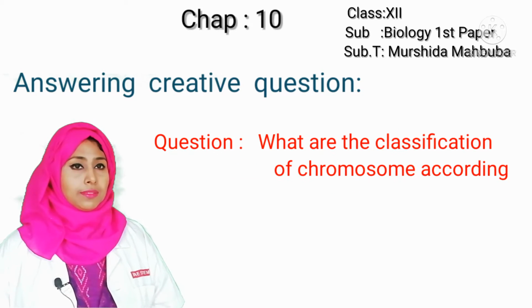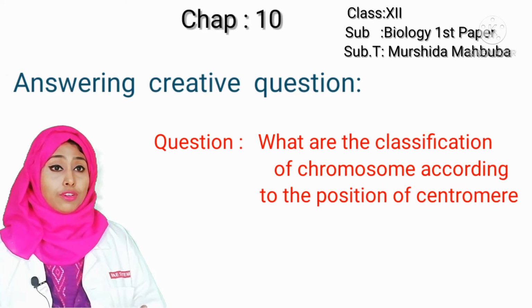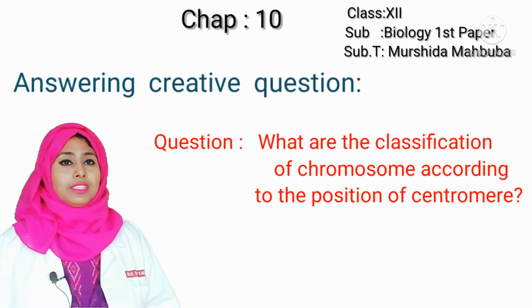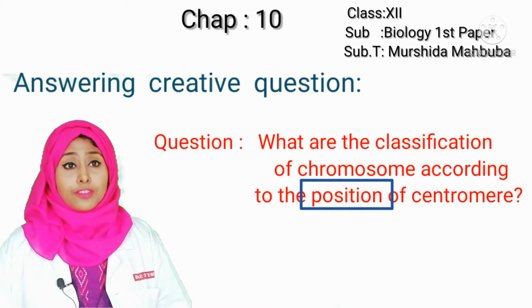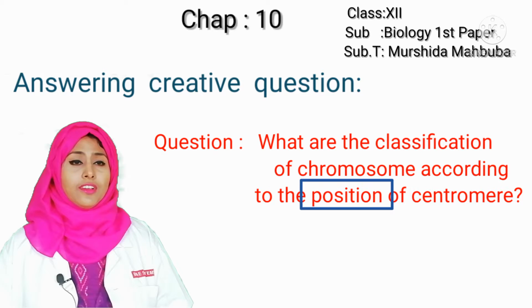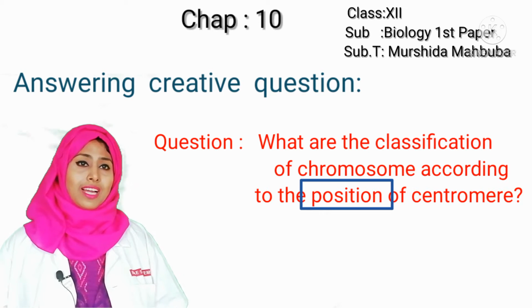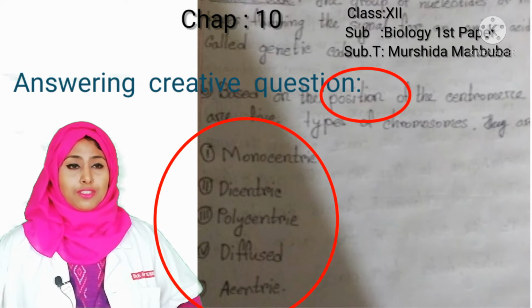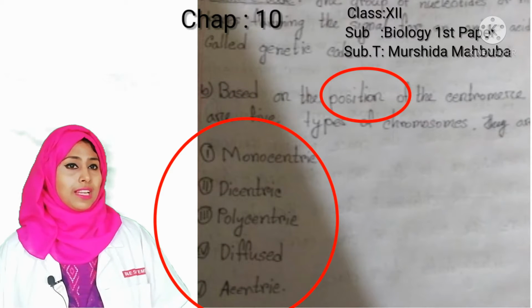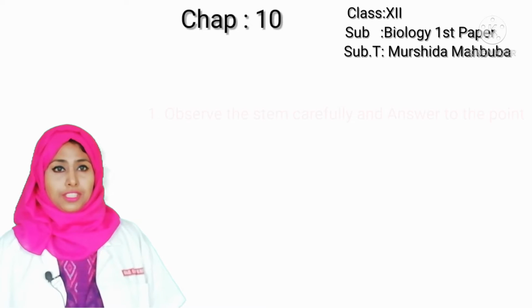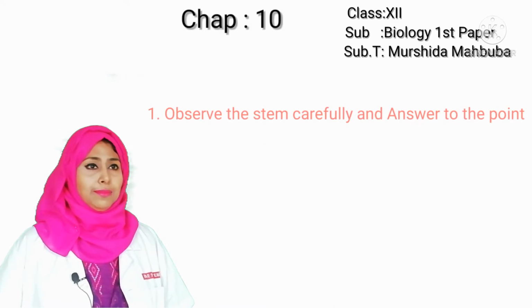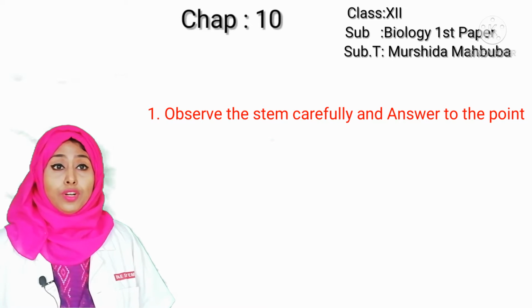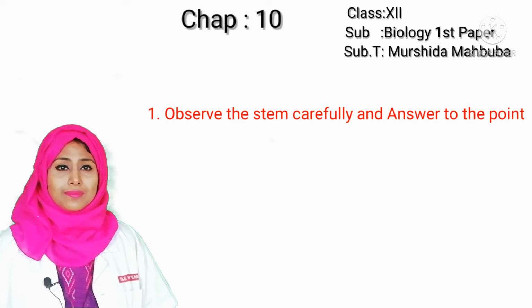Suppose the question is: what is the classification of chromosome according to the position of centromere? The question asks for classification of chromosome based on the position of centromere, and many students write classification of chromosome based on the number of centromere. As a result, we can give you nothing but double zero. So my dear students, read the stimulus over and over again and try to understand what the stem wants, then answer to the point.